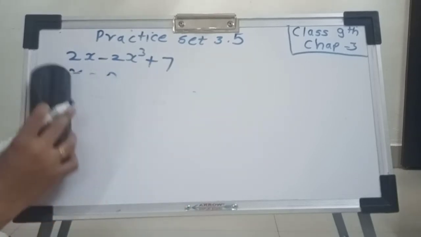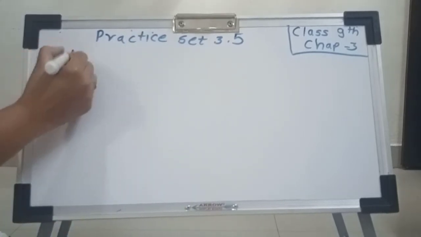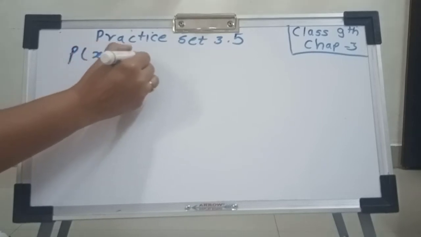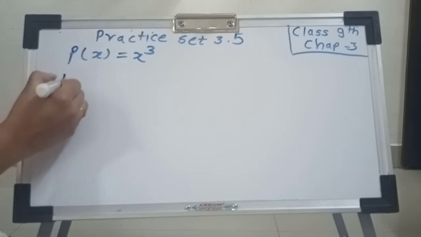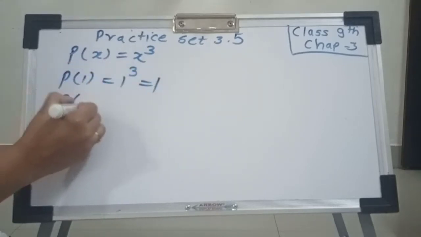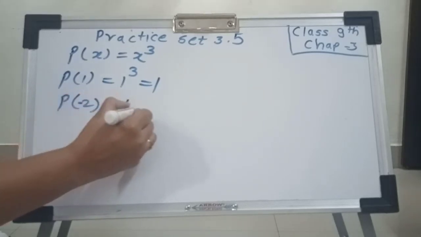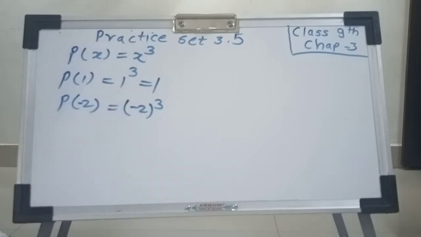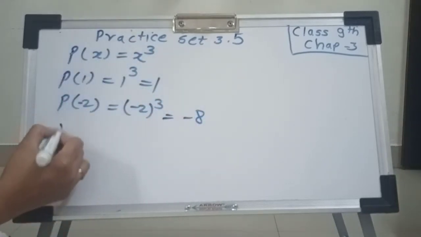Now we see the second question. Question number 2. When p(x) is equal to x cube, our polynomial is only x cube, and we find p of 1. P of 1 is equal to 1 cube, which is equal to 1. Now we find p of minus 2. P of minus 2 is equal to minus 2 cube. Minus 2 into minus 2 is plus 4, 4 into 2 is 8. But here it is a cube, minus minus minus, 3 times minus, hence our answer is minus 8.